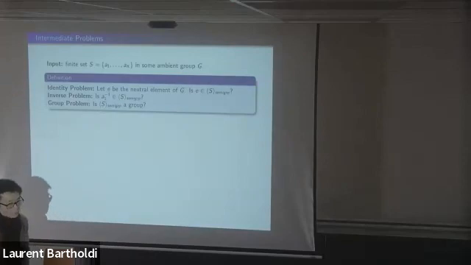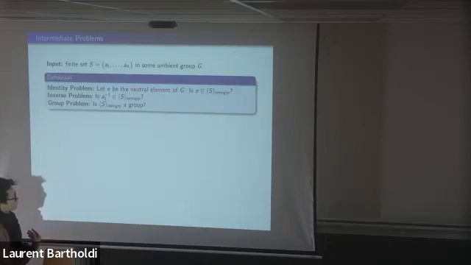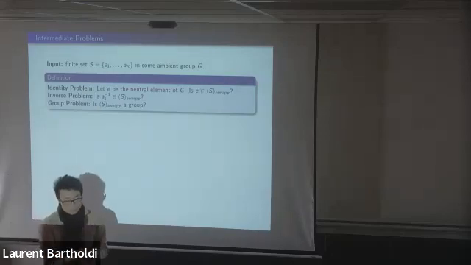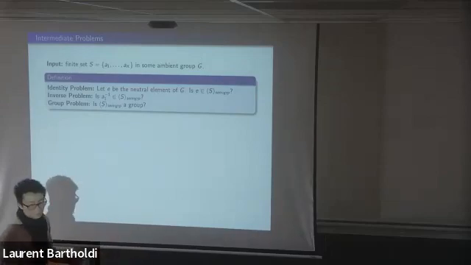So maybe semigroup membership is not the good question to ask. Then the idea is to ask easier problems, and some of the problems we would like to consider are the identity problem, the inverse problem, and the group problem. They can be seen as special cases of semigroup membership where you avoid including inverses. So the identity problem is to ask whether the semigroup generated by the set S contains the neutral element, the identity element.